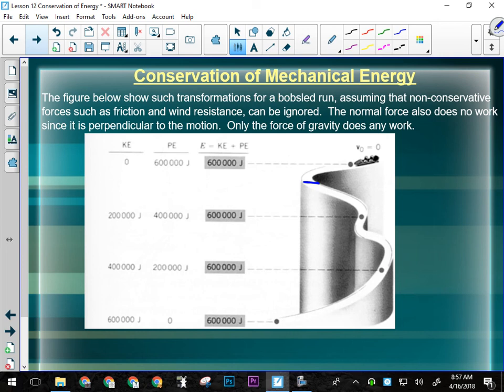So in bobsled, luge, and all of that, they're great examples of the law of conservation of energy because they're on a very low friction surface, right? The icy track doesn't have a lot of friction, so they can go very, very quickly.